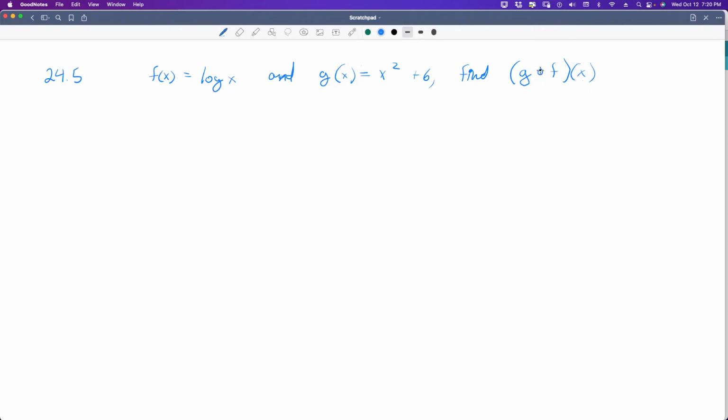All right, so this little circle right here just means to put f of x into the g machine. So what that would be, g of f of x, would be equal to, we would take the x for f of x, and we would put it into the x in g. So that means the log of x squared plus 6.